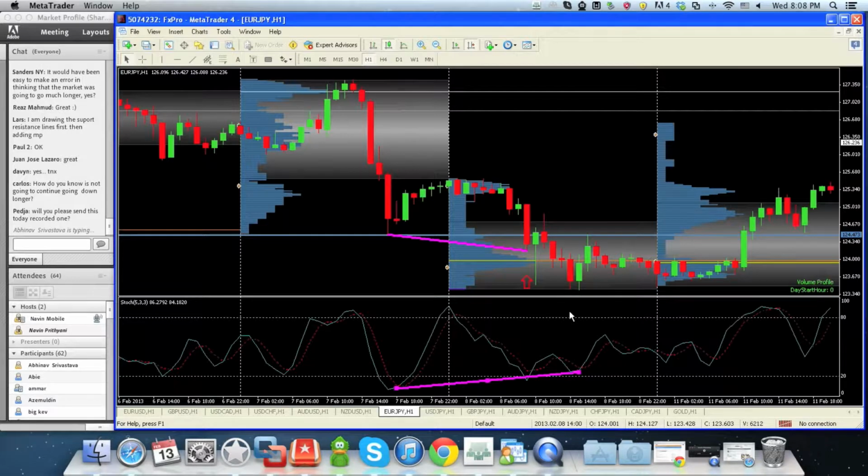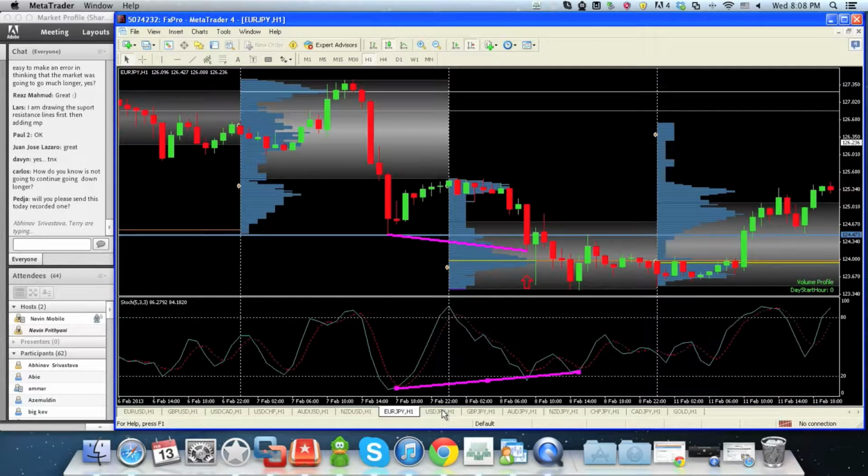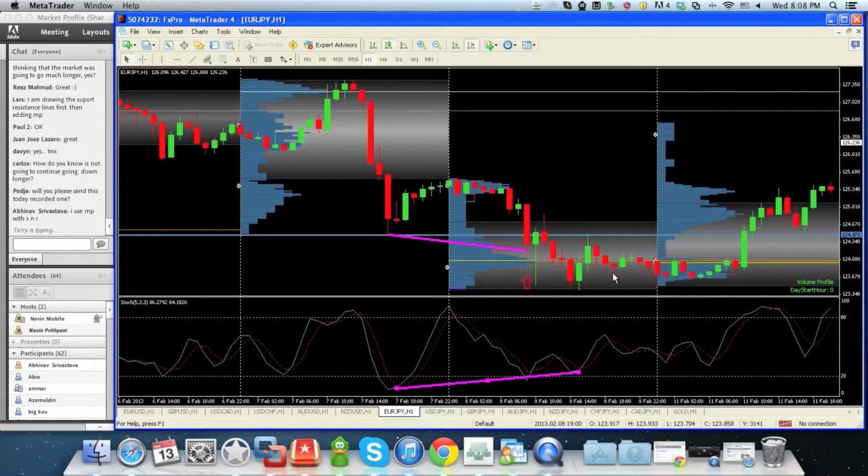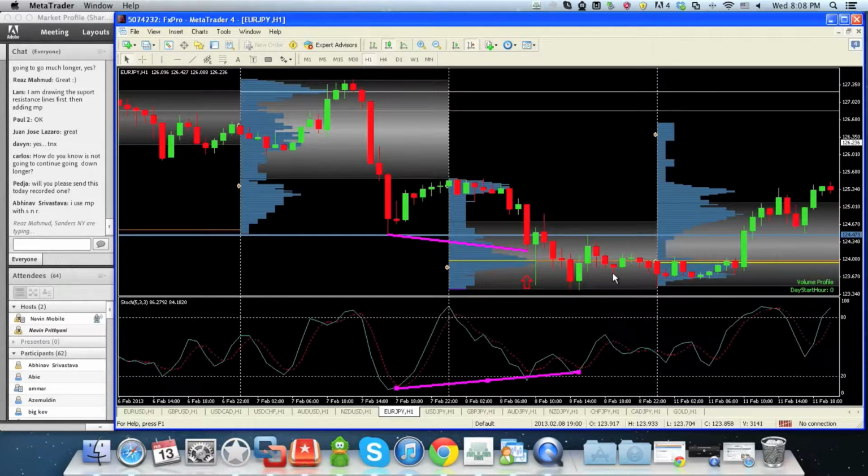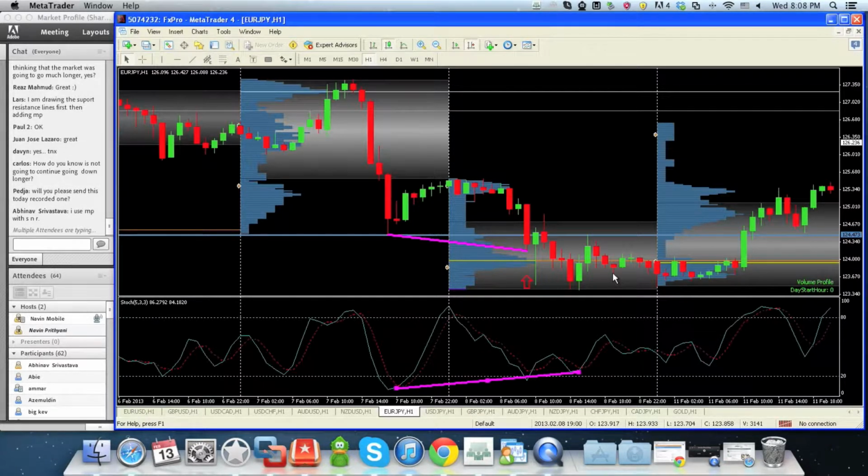If you're taking this on correlation on all the Japanese yen pairs and you're going long, 50 pips per pair puts you at 350 pips. 350 pips is pretty good. You don't need to really cry about it. 350 pips is awesome.